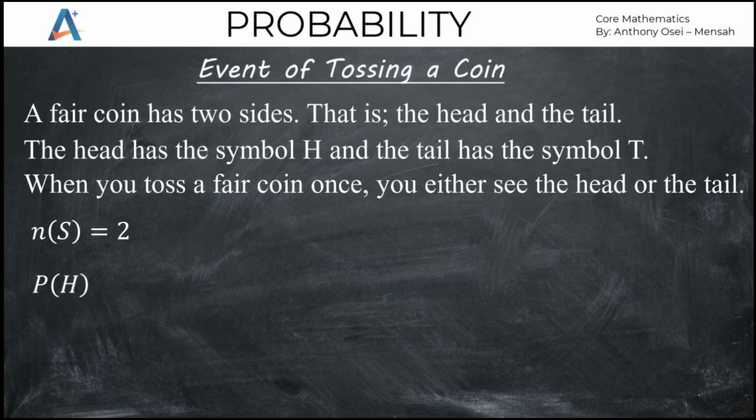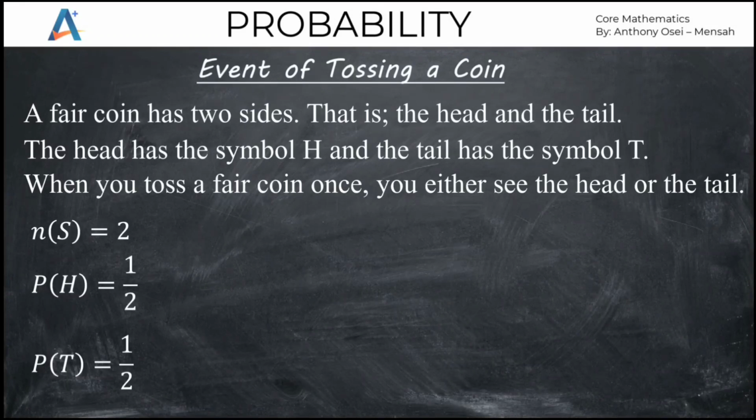Now let's take a look at this. If you want the probability of tossing a coin once and you see the head, then the head will show once. So it will be one appearance divided by the two sample space. The probability of tossing a coin once and the event shows head will be 1/2. The same thing happens to the tail. If you toss a coin once, the probability that you show a tail also becomes 1/2. So it is either way. It's either you see a head or you see a tail. That is how it is.